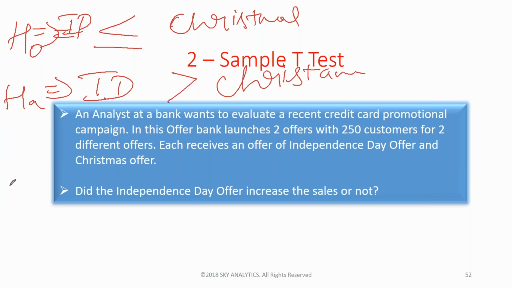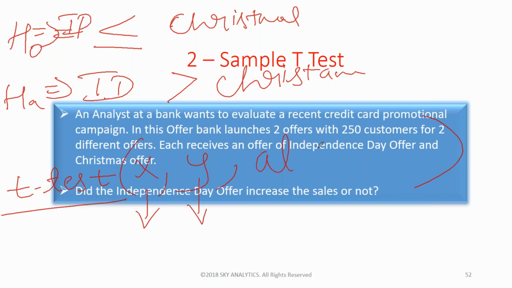After writing this step, we went to RStudio and implemented a test called two sample t-test by using a function called t.test. After implementing this t.test, we need to pass the X column, Y column, that is the Independence Day column, Christmas column, comma, you should use alternative. What is your alternative? That is nothing but greater.